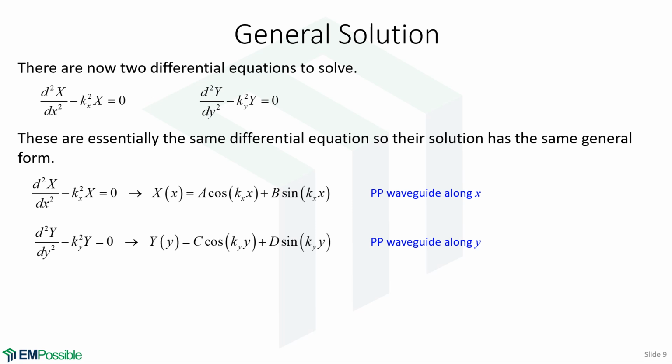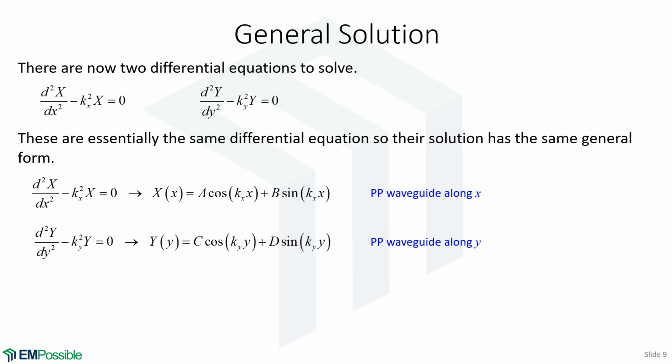They have different constants. So our solution in x will have an a and a b, and y will have two other constants, but we can't call this a and b because these are different constants. So we have to call them c and d. Otherwise, it's the same solution we did for parallel plates.